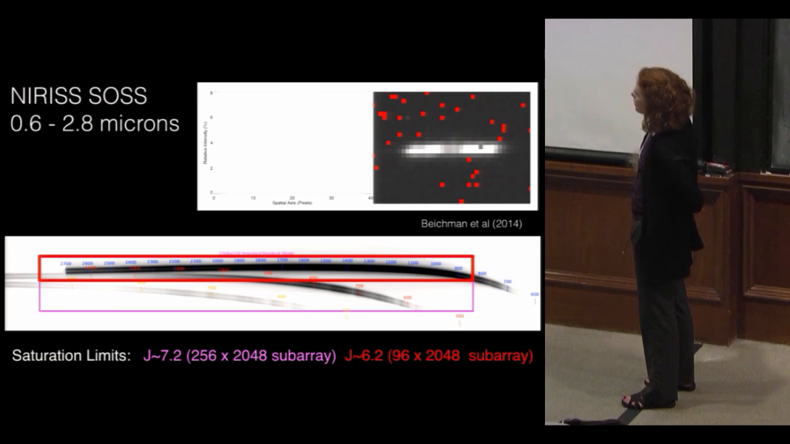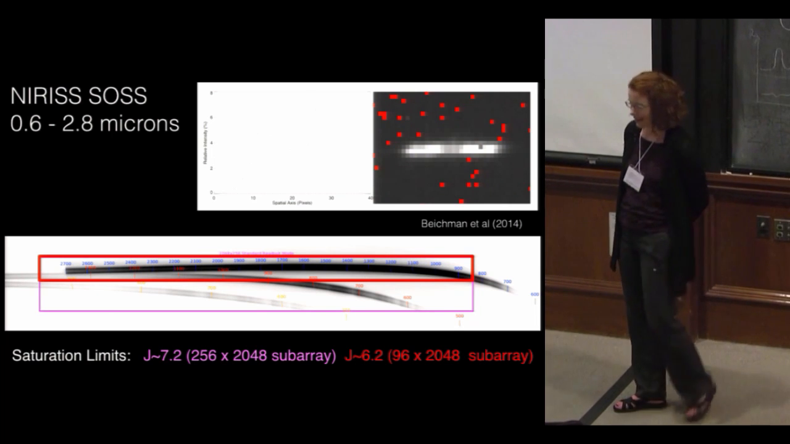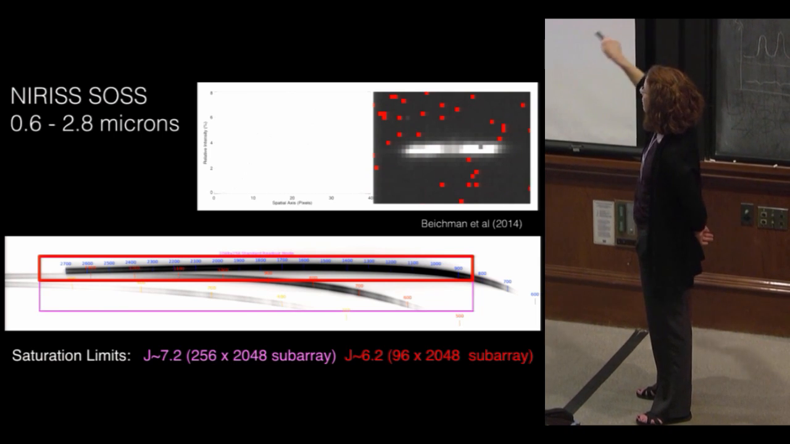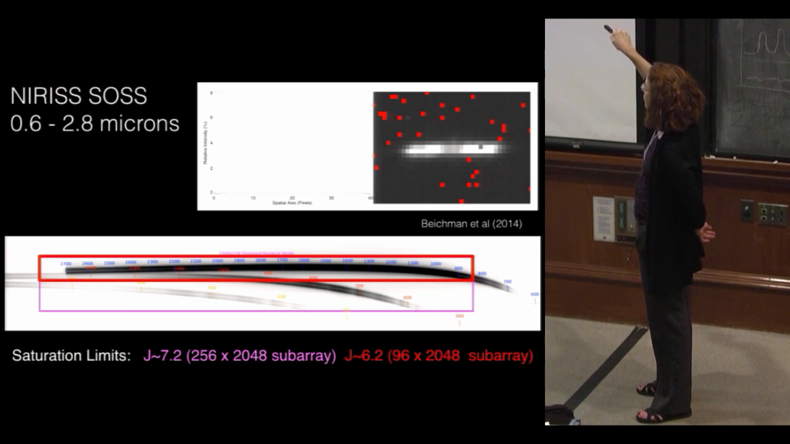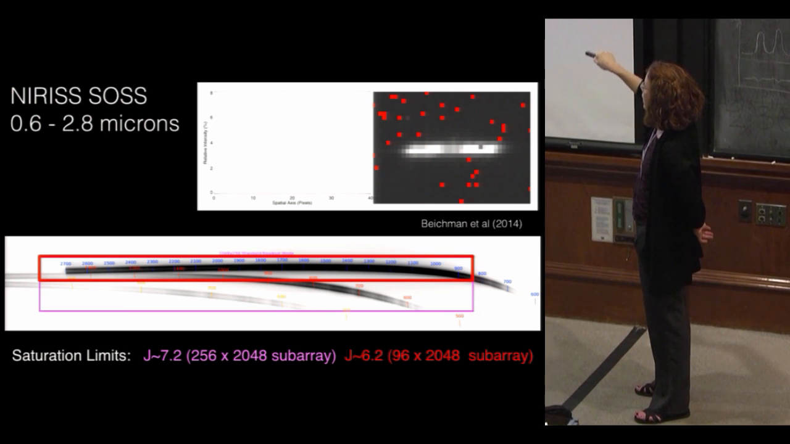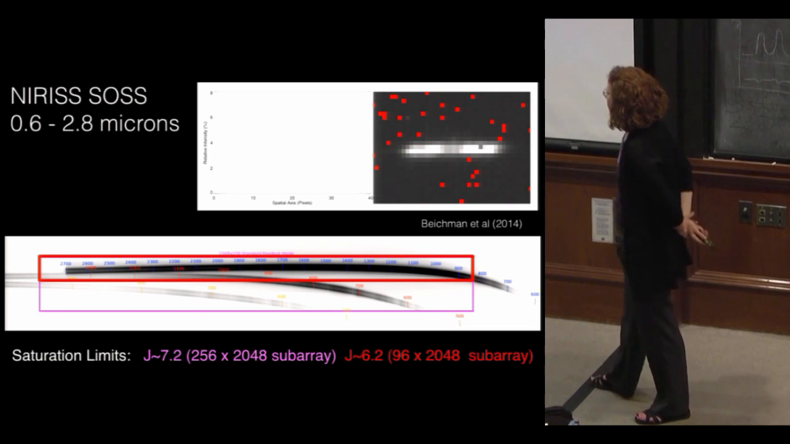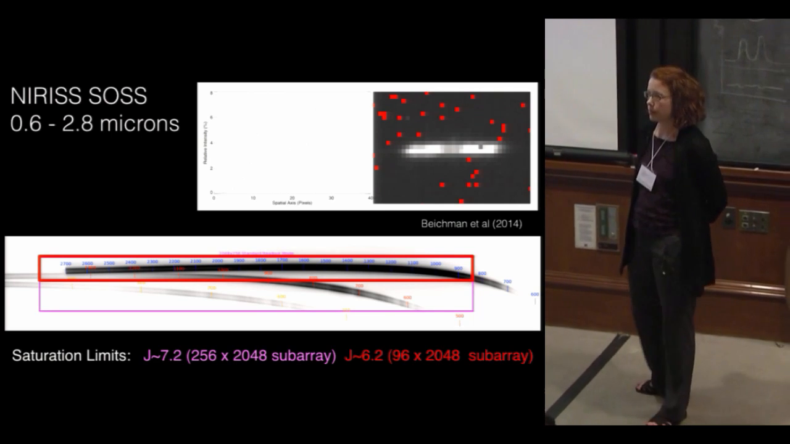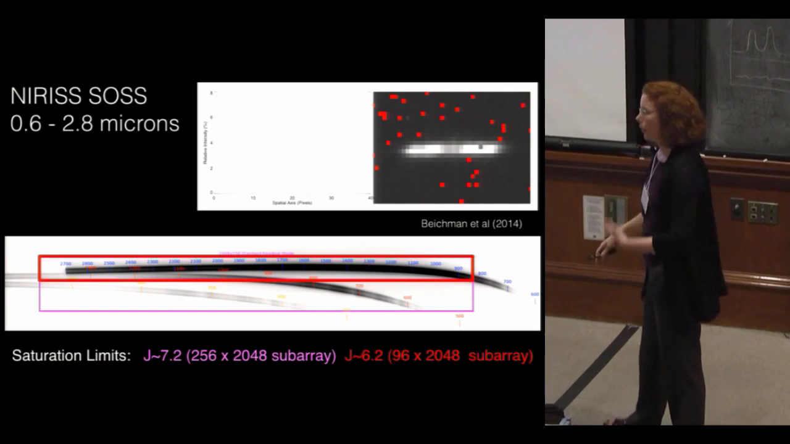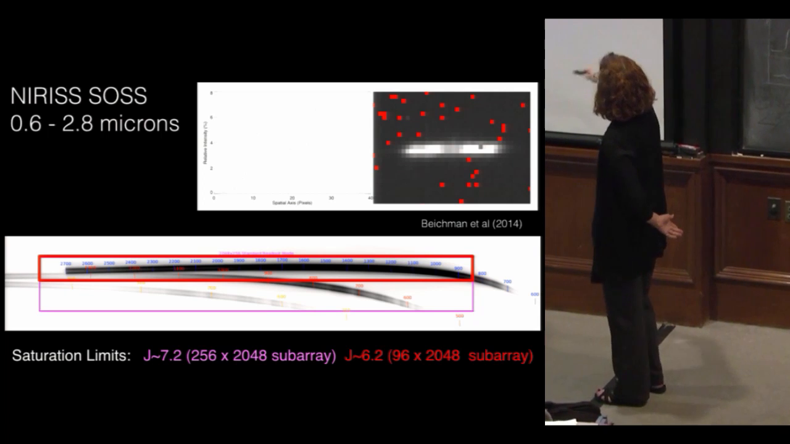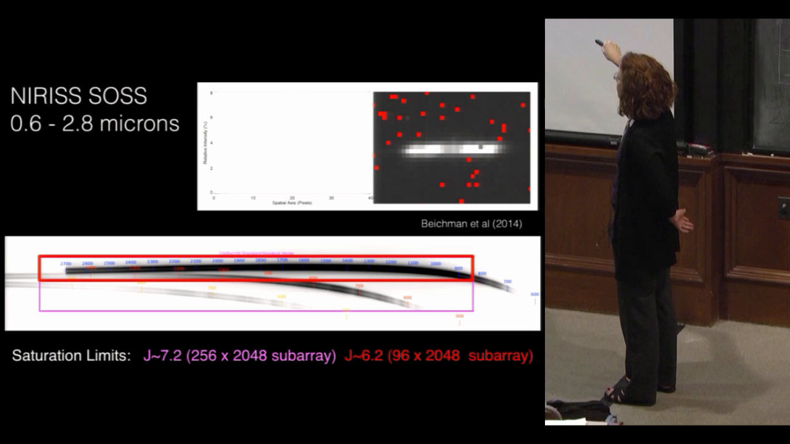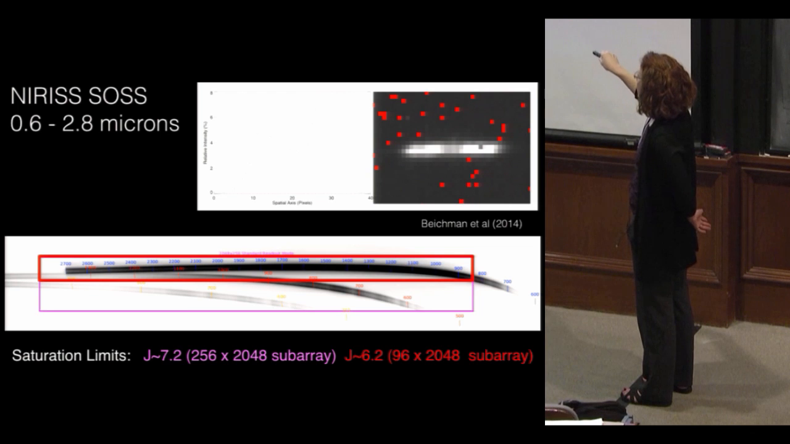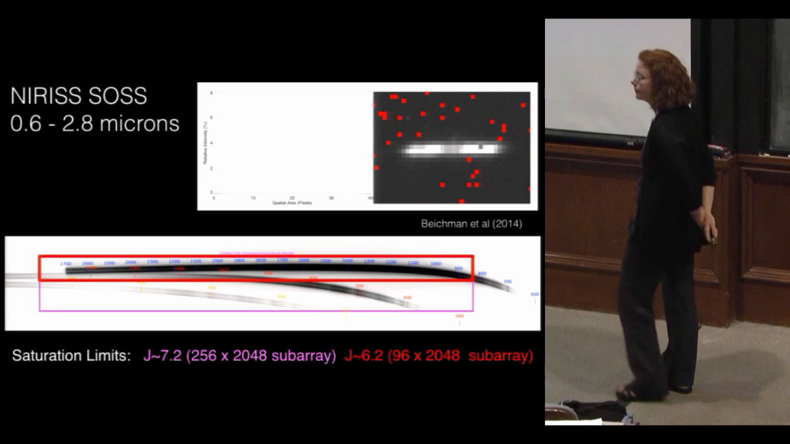There are 2 different subarrays you can use with it for NIRSpec, and one is intended to be the nominal mode, and that's the 256 by 2048 that's outlined in purple here, and that allows you to capture both the first and second order. It has basically a saturation limit of about J mag of 7.2. But keep in mind that that means that only a portion of the spectrum is saturated. So you can certainly go brighter than that, knowing that you'll still have information at shorter and longer wavelengths in this case. There's also the smaller subarray, which is a 96 by 2048 substrip, with a bright limit of J of 6.2.